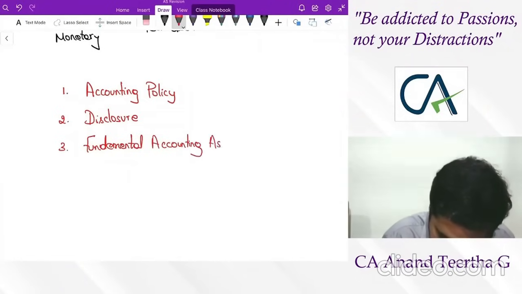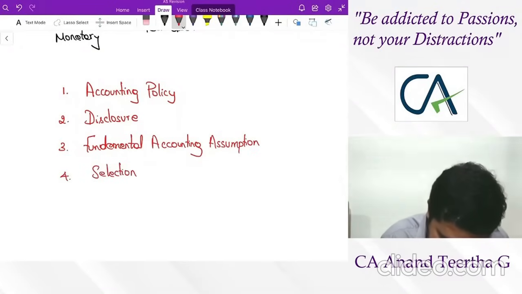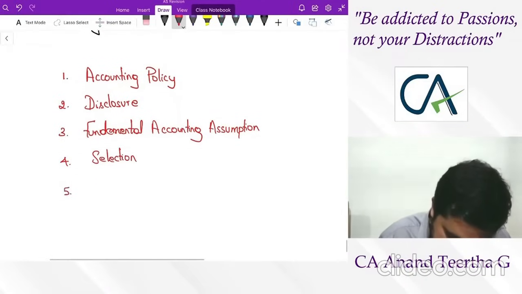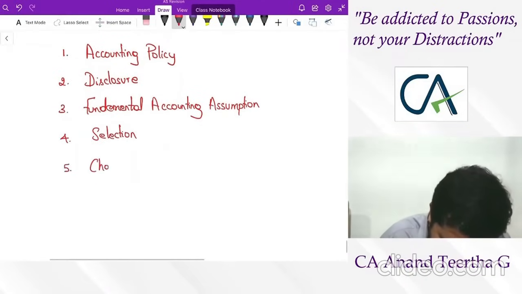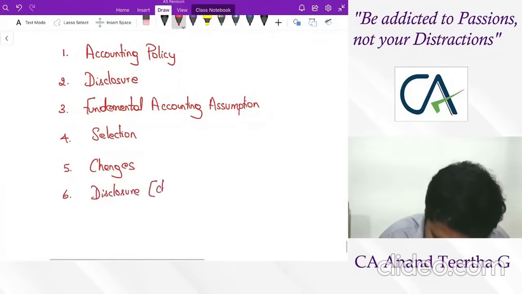Number four, what should we consider whenever there is selection of accounting policy? Number 5, when changes for an accounting policy is allowed. Number 6, what should be done whenever there is disclosure for such changes?